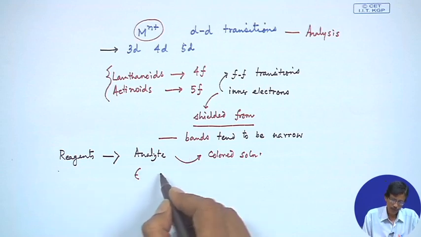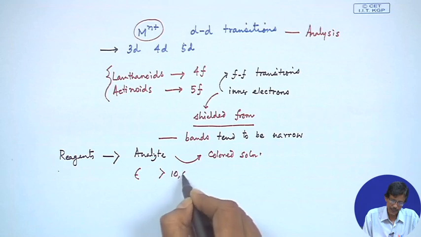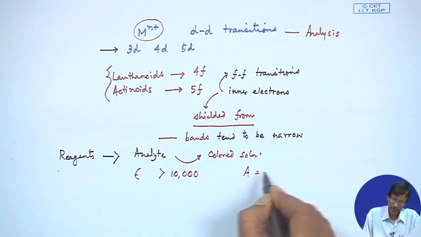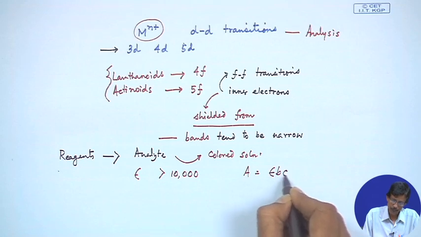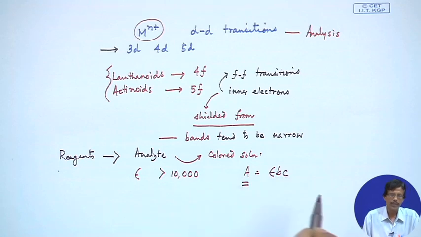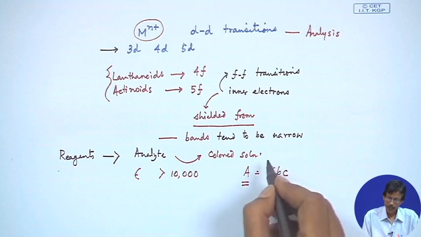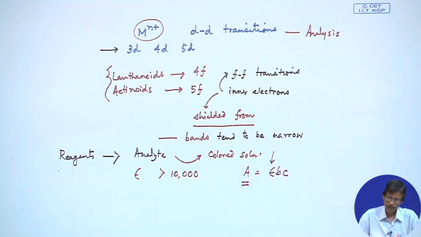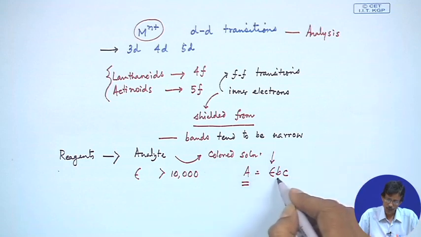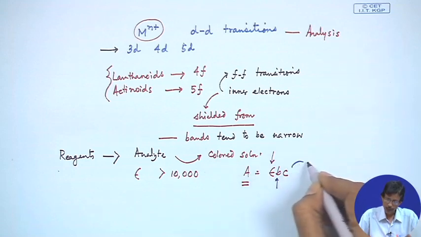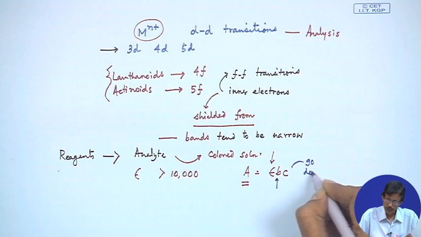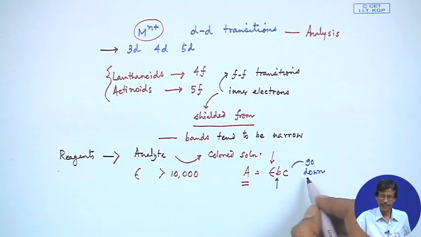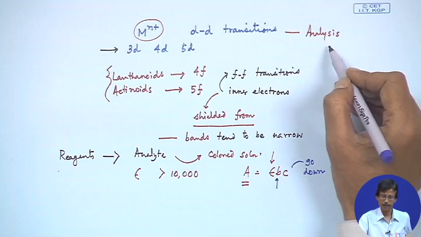So, if your epsilon value is greater than say 10,000 or so, and applying A equals epsilon b c, if this magnitude is pretty high and we have a fixed epsilon value and b is also fixed, we can go down with that concentration. That means a very low limit of concentration can be detected by this particular analysis.